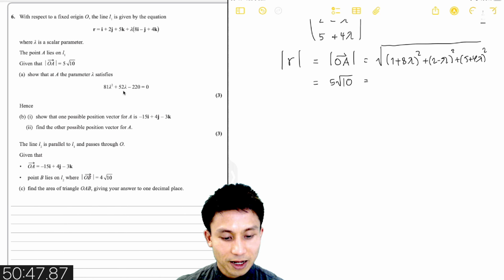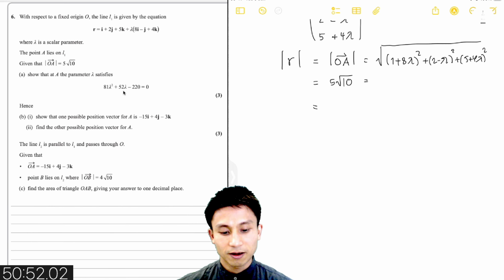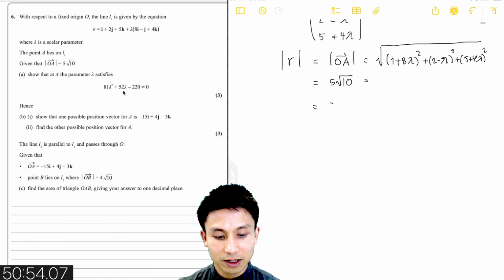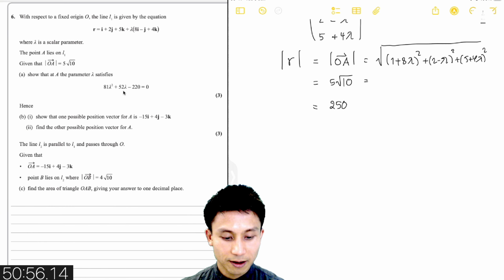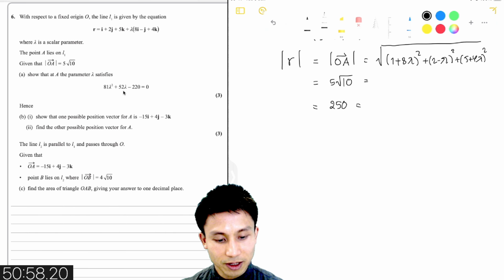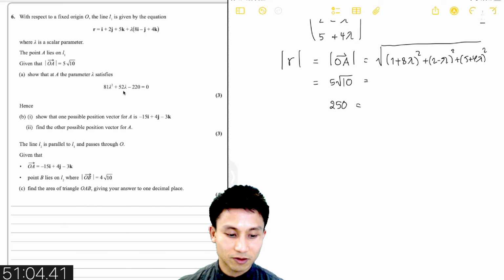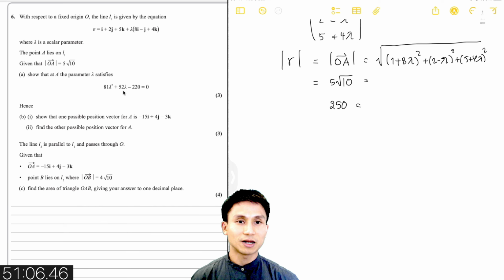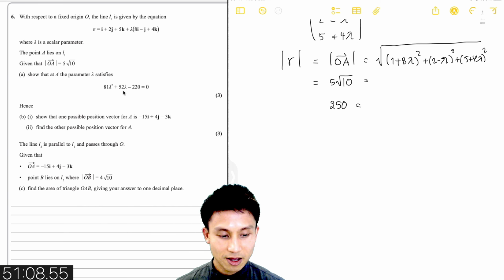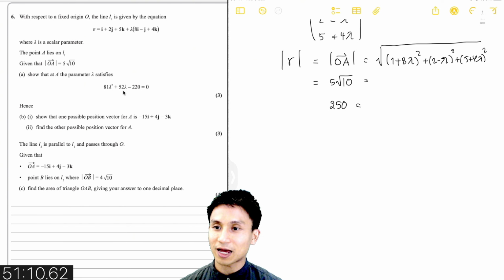And if we square the two sides, we get 25 times 10 on this side, so that's 250. Because that means we can cancel the square root on both sides, yeah? So on the right side I have everything the same, but now no square root. And if I expand all that, I can solve for lambda.